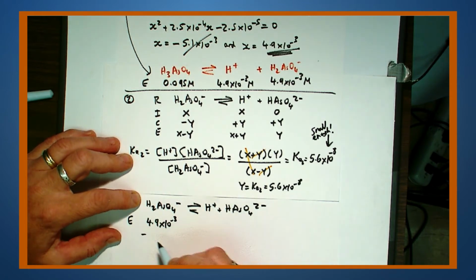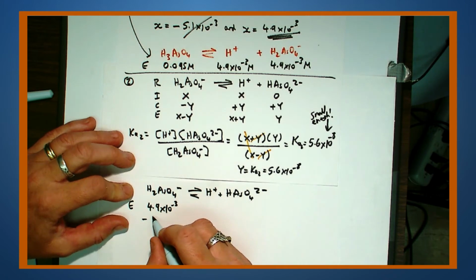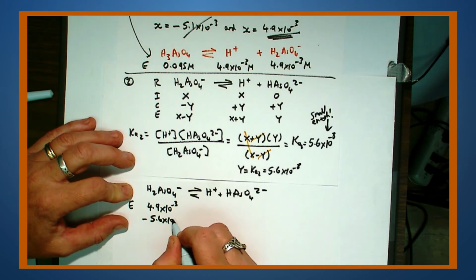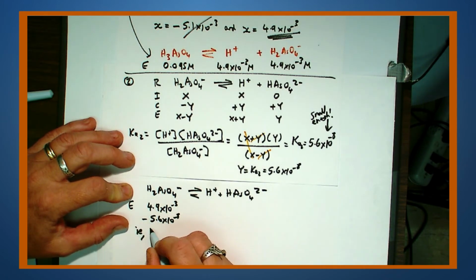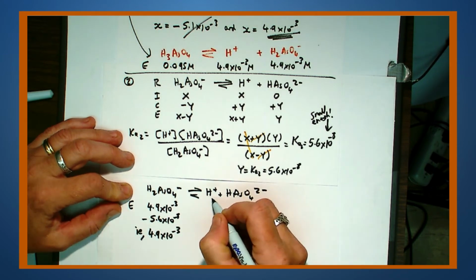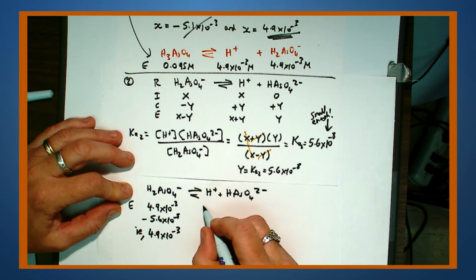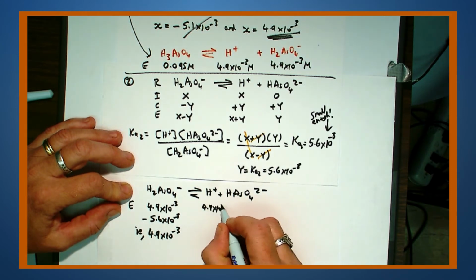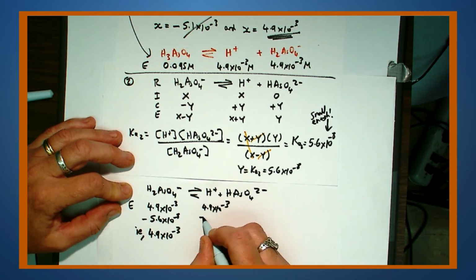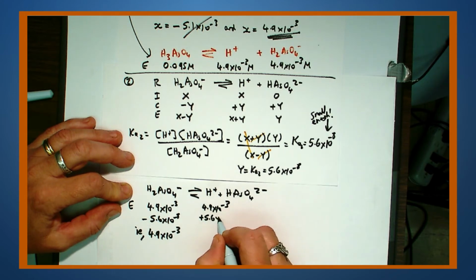So let me write that down. It's 4.9 times 10 to the minus 3 minus 5.6 times 10 to the minus 8, i.e. 4.9 times 10 to the minus 3. This one started off as 4.9 times 10 to the minus 3, and we were going to add 5.6 times 10 to the minus 8.